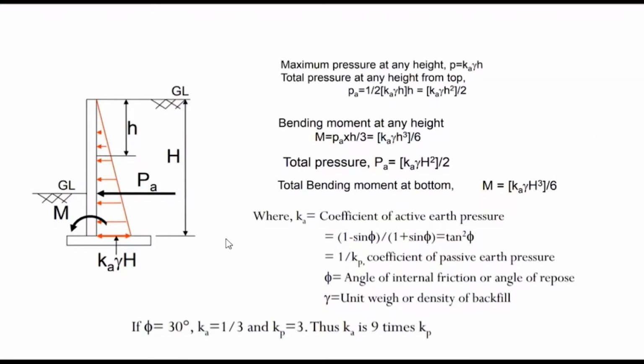Now, suppose this Ka is the coefficient of active earth pressure. Okay, so the distribution of this active earth pressure will be triangular like this. That will be maximum at the base of the stem, and it will vary linearly. So at a distance h, if we want to calculate the pressure at any height, that will be Ka gamma h, where gamma is the unit weight of soil and h is the height of this point. Okay, so this will be the pressure at any height.